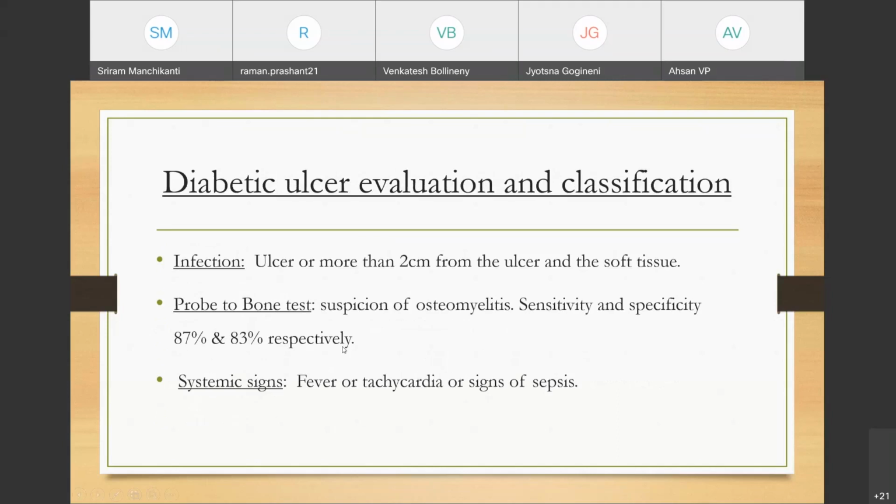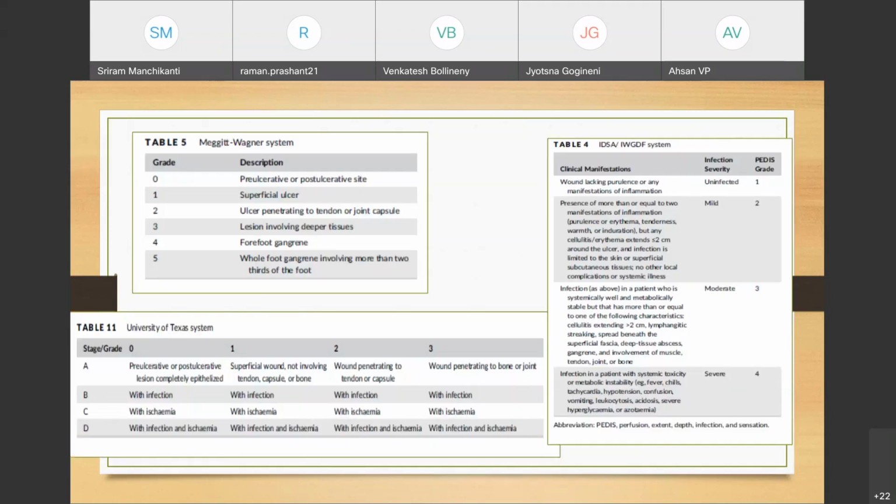So for a diabetic ulcer, how do you evaluate these patients? Infection is suspected when there is erythema, or redness, more than 2 centimeters from the ulcer edge, or there is soft tissue edema. The probe to bone test, which is a suspicion of osteomyelitis, has a high sensitivity and specificity, and systemic signs, although rare, are an important factor and are highly specific for the presence of infection in a diabetic foot ulceration. There are multiple classification systems which are commonly used. We use the University of Texas system, the Meggitt-Wagner system, and the IDSA system. Commonly used, and familiar to most of us, is Meggitt-Wagner, and the IDSA system.